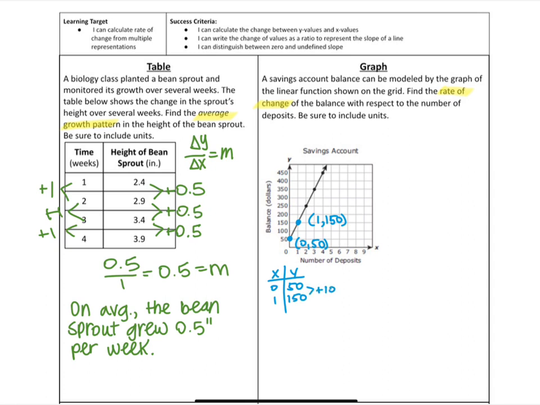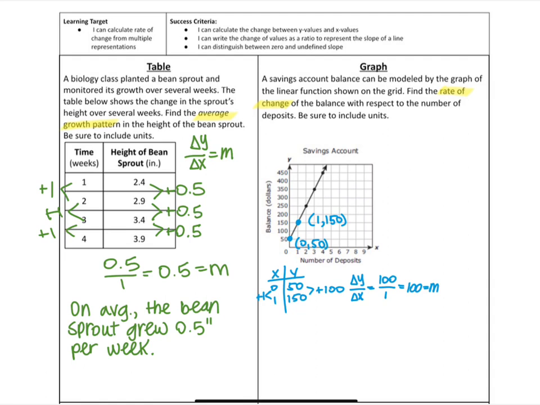And look for the increase. We already said that was plus 100, and this is plus 1. So the change in y over the change in x is 100 over 1, which is going to get me 100. So my slope is 100. Well, what does that mean in terms of the problem?